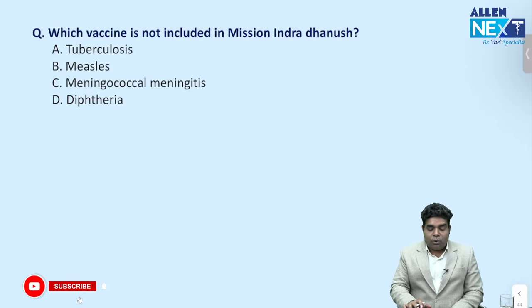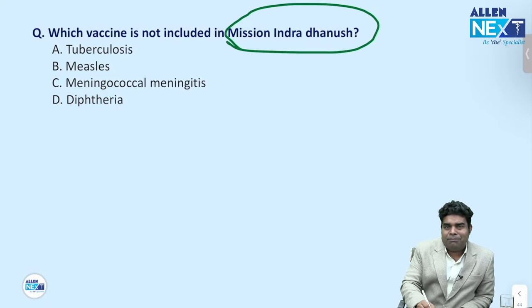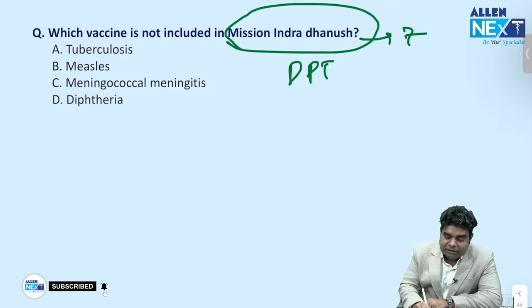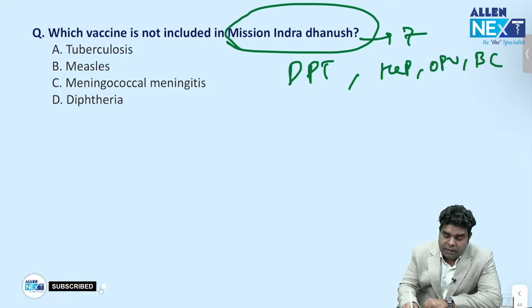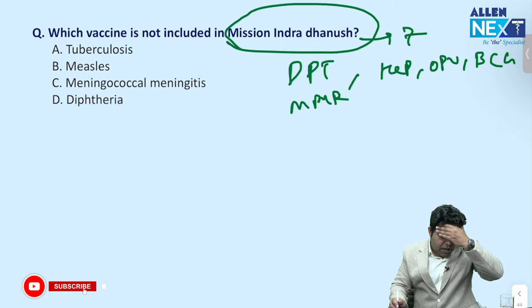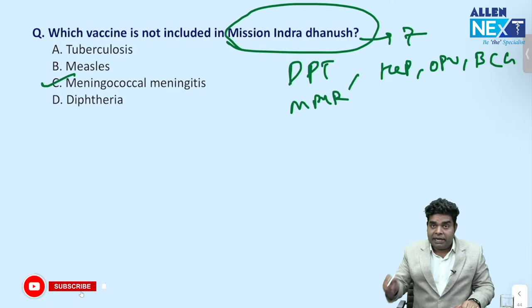Which vaccine is not included in Mission Indradhanush? Mission Indradhanush was an old program because it has 7 vaccines. So it is Indradhanush. Now, how to remember it? 3 are DPT, 3 which are given at birth, Hep B, OPV, BCG, and last is MMR. So these 7 are there. That means we are not including the vaccine of meningococcal meningitis.